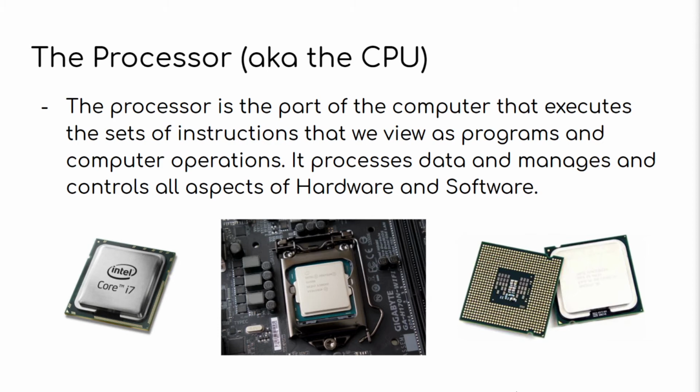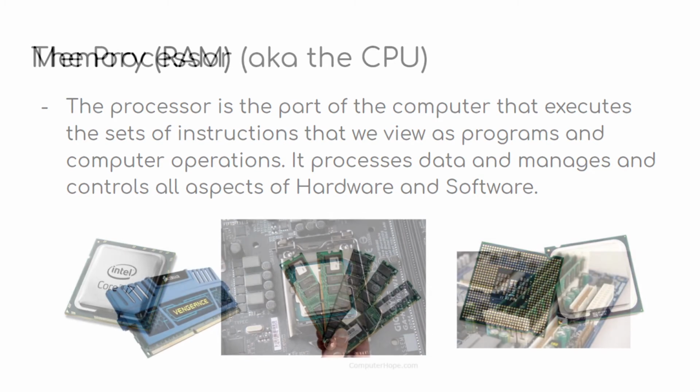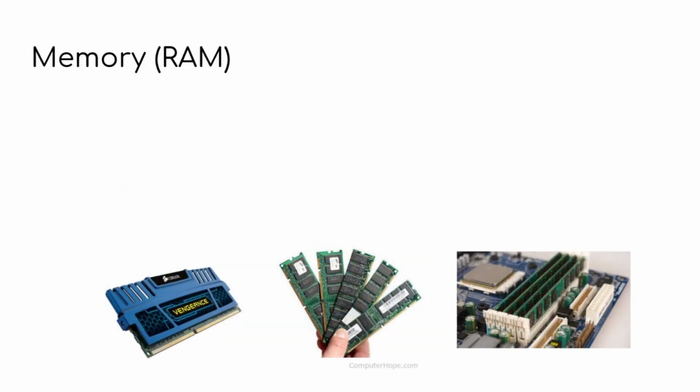So that's the processor. Now the processor, it's important to note, has a friend. Whenever you think about the processor, I want you to think about its best friend, and its best friend is called memory. Memory is also known as RAM, which stands for random access memory. We'll talk about that in a couple of minutes, but for now, I just want you to know this term memory.